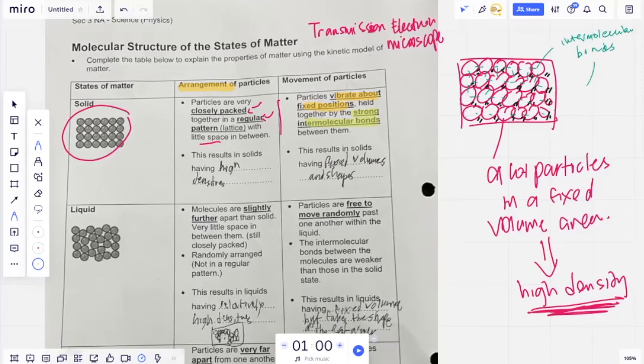And in solids, the forces are strong. Because they are strong, the atoms will not move away from each other, so they'll stay in their fixed position. They're not moving away from their position, so they will have fixed volume and fixed shape.